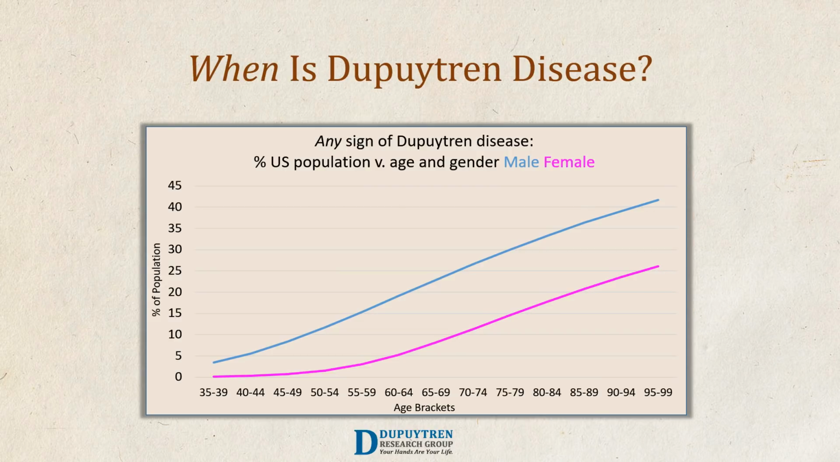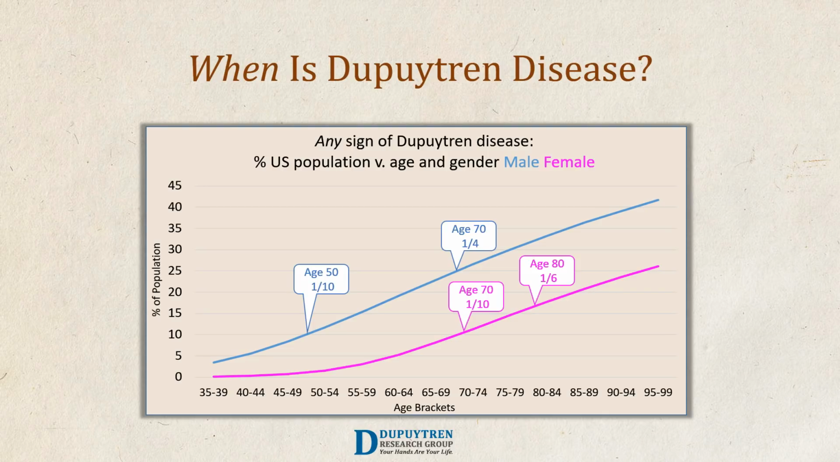Age and gender also have a significant influence on the percentage of a group that has Dupuytren disease at any one time. This is numbers calculated for the United States, broken down by age brackets on the bottom, and the percent of the population that has any evidence of Dupuytren disease, including just a nodule in the palm. Males are blue. By age 50, 1 out of 10 Caucasian men will have some evidence of Dupuytren in their palm. By age 70, that number goes up to 1 out of 4. Women lag behind because they have a delayed start, but by age 70, 1 out of 10 Caucasian women will have some evidence of Dupuytren disease in their palm, and the numbers just go up after that.